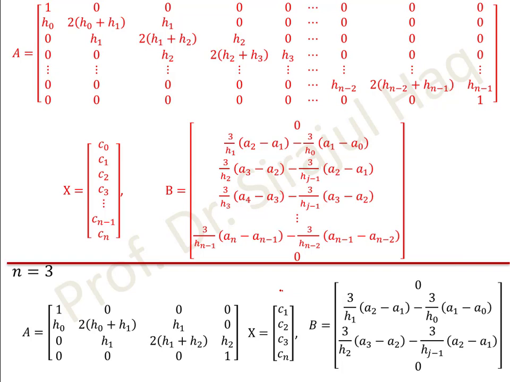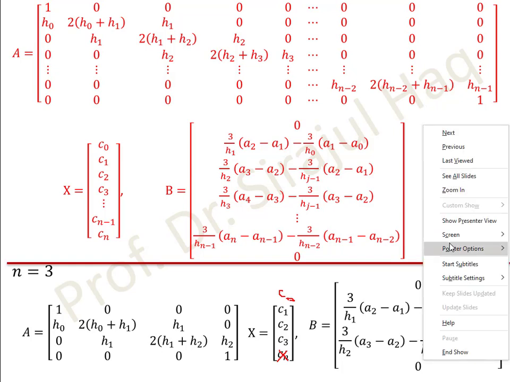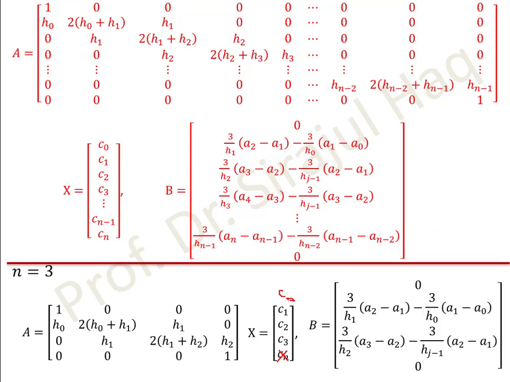There will be C0, and we don't have this one. C0, C1, C2, and C3. These are the unknowns to be determined.